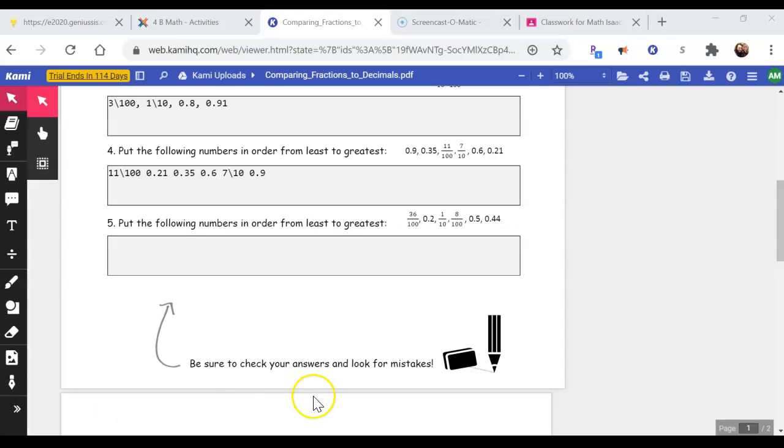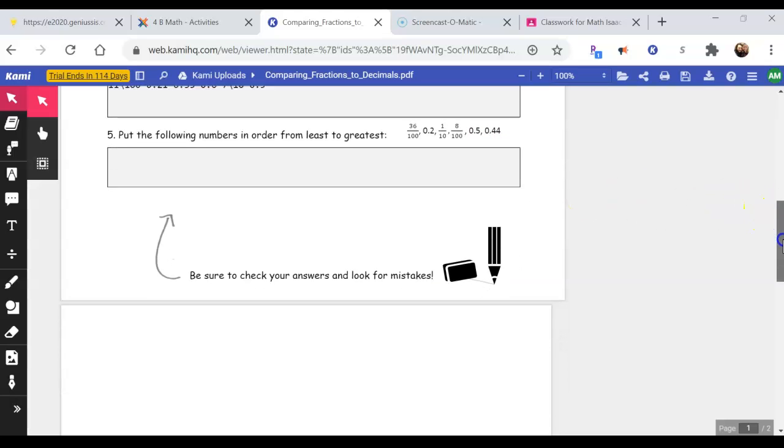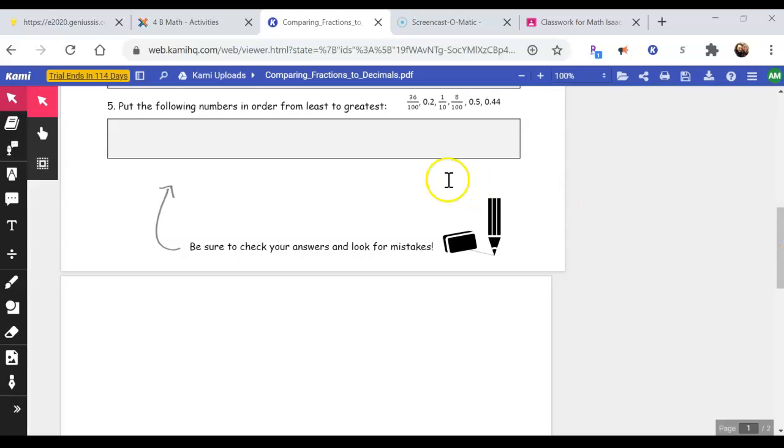Hello again. I am going to explain the best way to compare fractions to decimals and put them in order from least to greatest. My daughter was having a little bit of an issue with it, and this is what we found was the best way to do that. I'm going to use this last problem to show you how to do so.